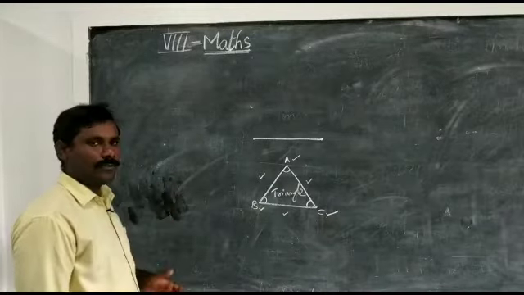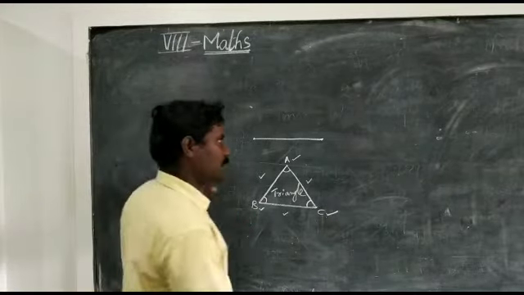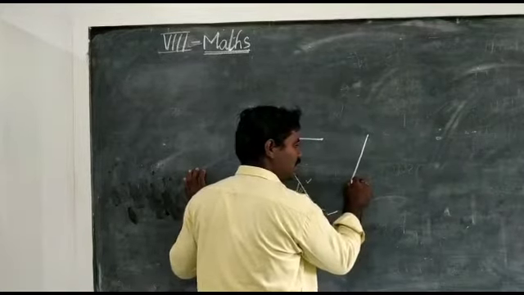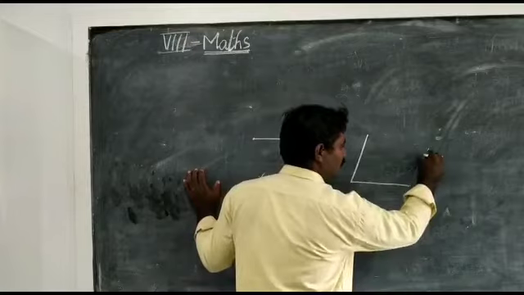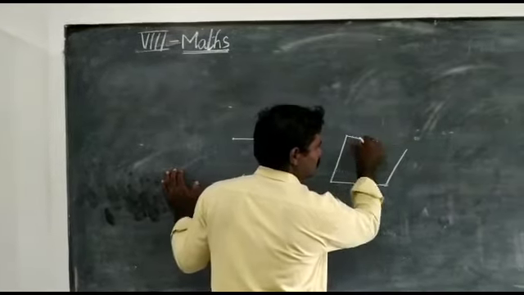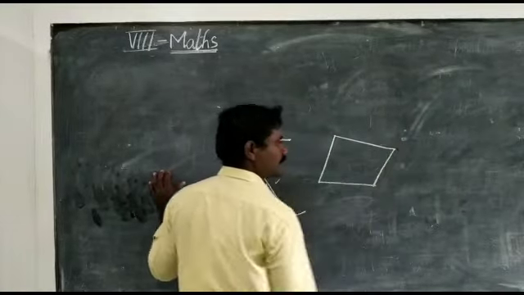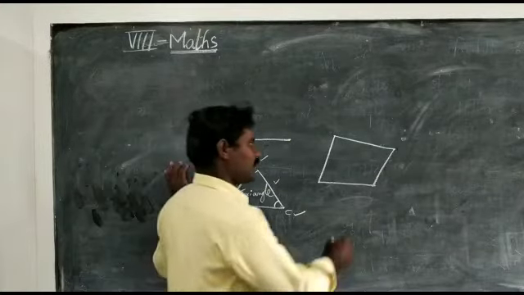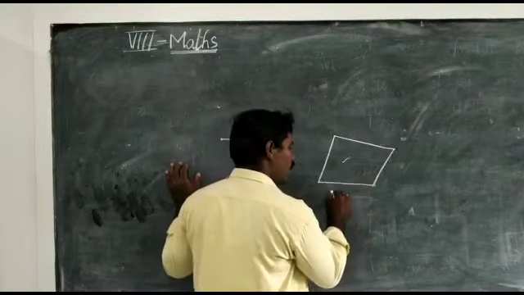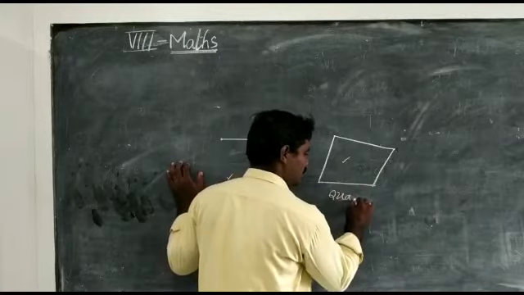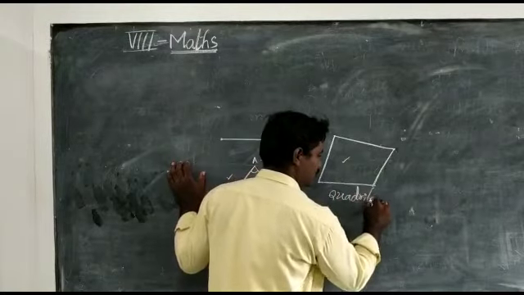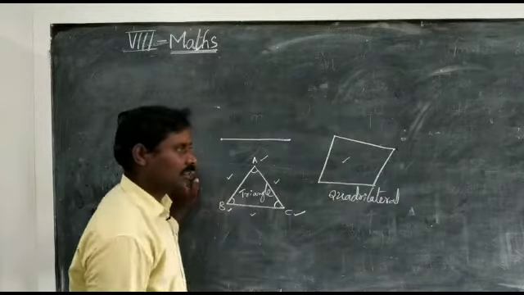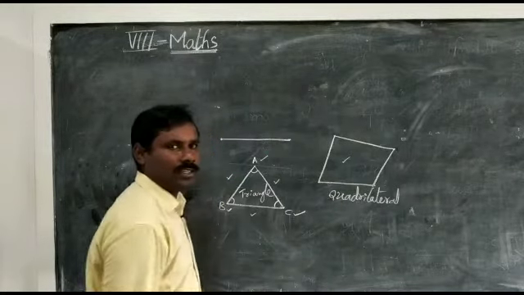Now I am taking one more line segment, that means 4 line segments. From these 4 line segments we can form a new figure. Now what is the shape of this figure? Yes, very good. This figure name is quadrilateral. What do you know about quadrilateral?